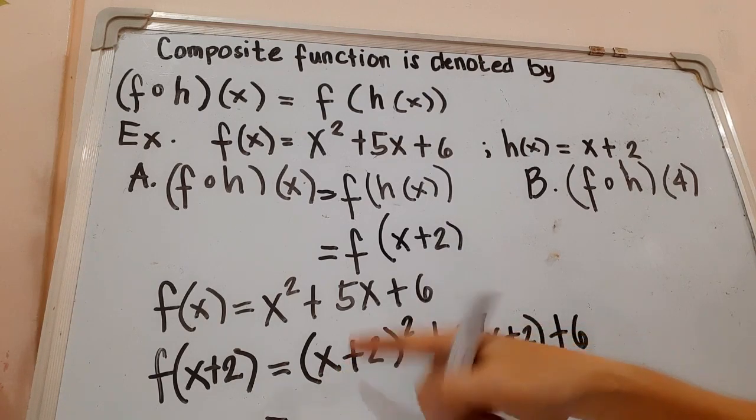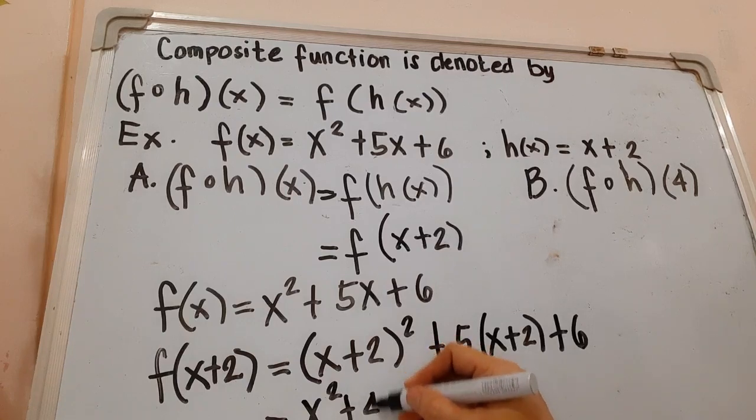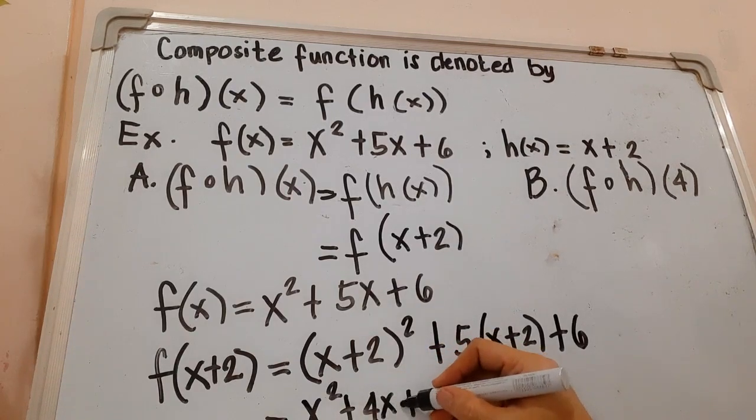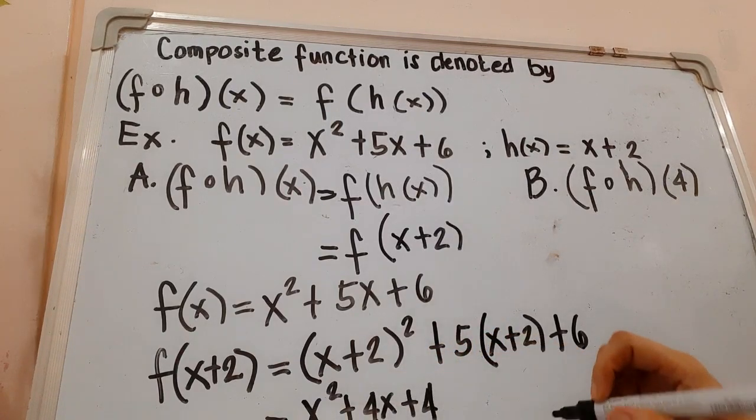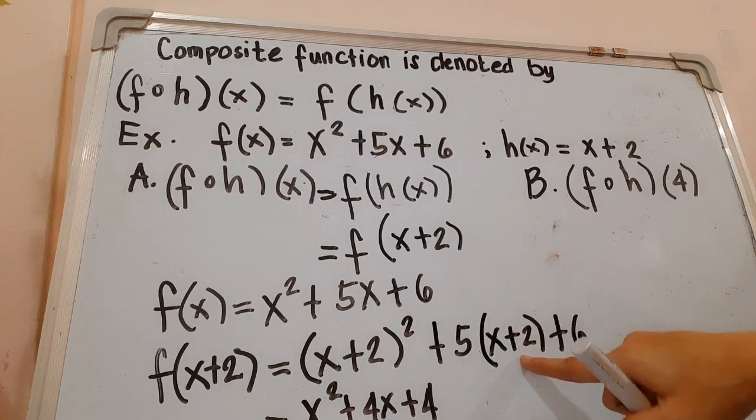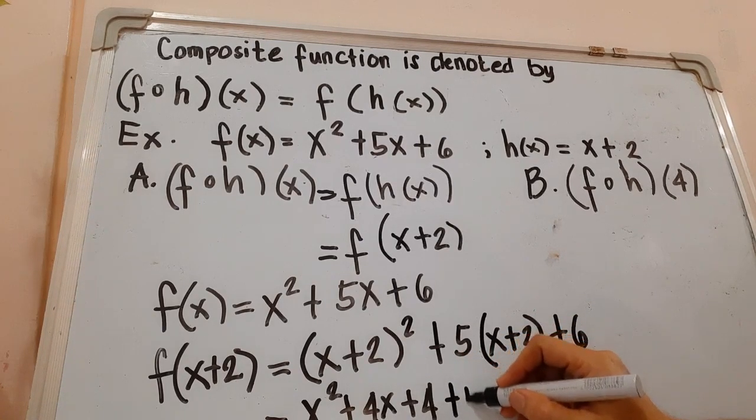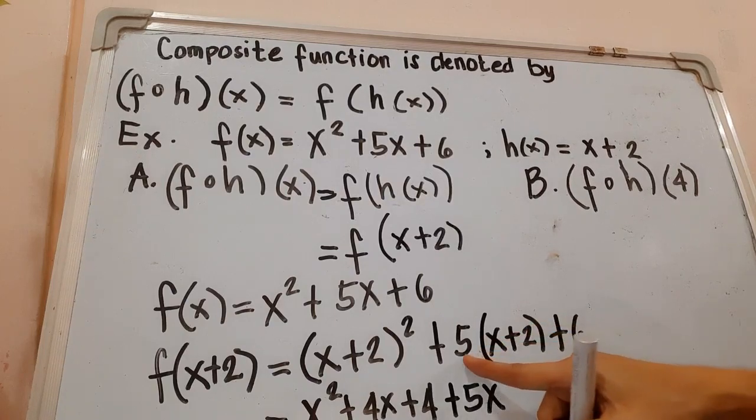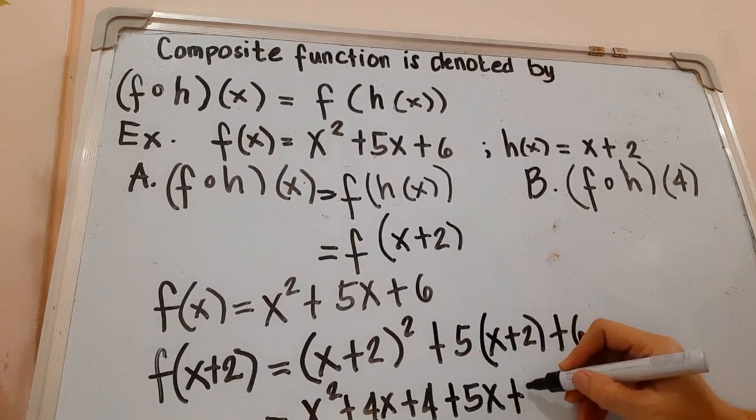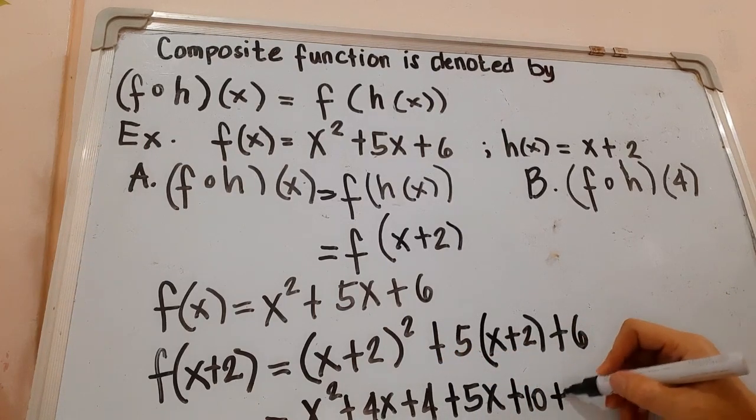Okay, simplifying further, we are going to square this binomial. So the square of this is x squared plus 4x plus 4. Then this one, we will distribute this to the terms inside the parentheses. So this will be 5 times x will give you 5x. 5 times 2 will give you 10. Then copy 6.